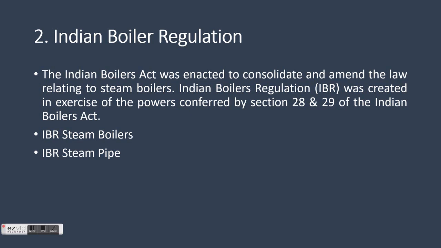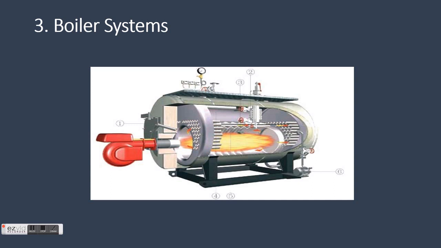IBR steam pipe means any pipe through which steam passes from a boiler to a prime mover or other user or both, if the pressure at which steam passes through such pipe exceeds 3.5 kilograms per centimeter square above atmospheric pressure or such pipe exceeds 254 mm in internal diameter, and includes in either case any connected fitting of a steam pipe. Next topic is boiler systems.